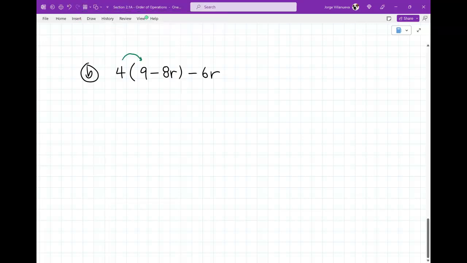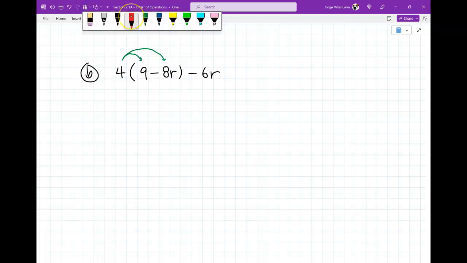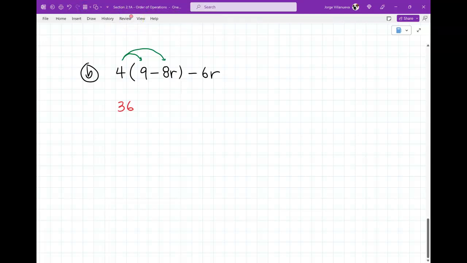Distribute. I like hearing that word. A lot of my students say multiply, which is good. It's not wrong. But the correct term is distribution, which is multiplication, right? But I like hearing the vocabulary whenever you guys know it. So here we go. 4 times 9 is going to give me 36. Minus 4 times 8, that's 32r. Minus the 6r that's on the outside.